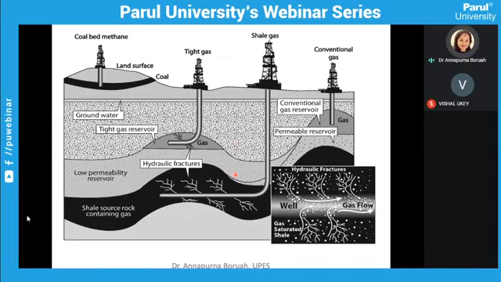And you can see, in the case of an unconventional reservoir, you do not require any reservoir rock, cap rock, entrapment or petroleum system. The shale layer itself will act as source, reservoir and cap.